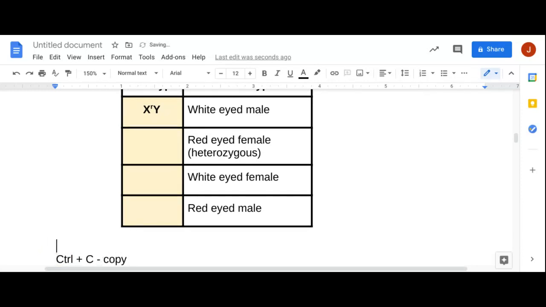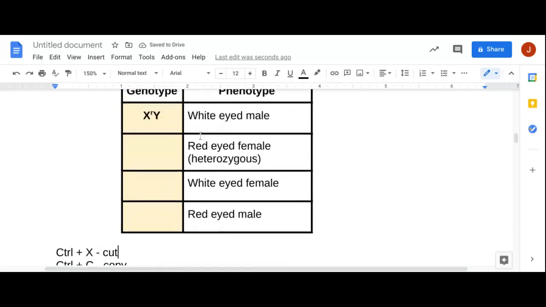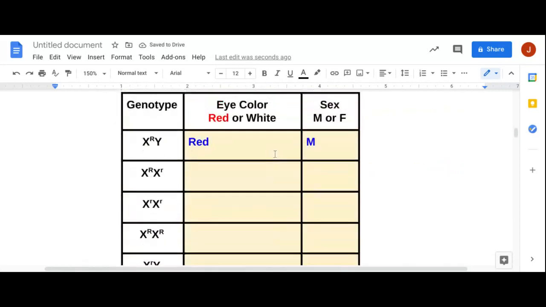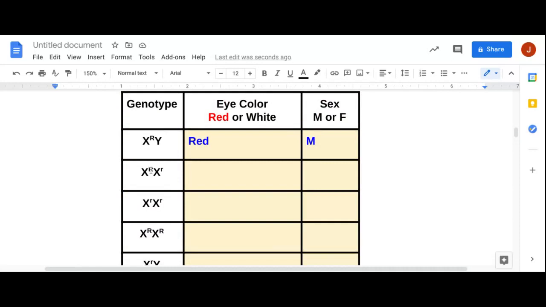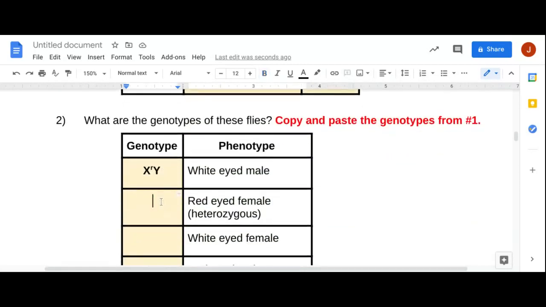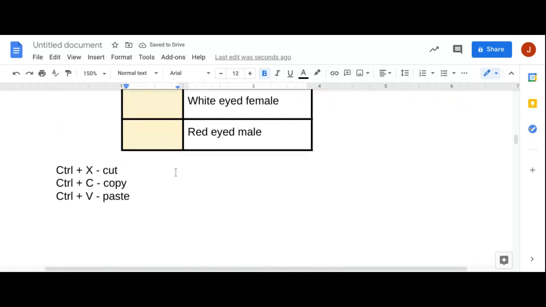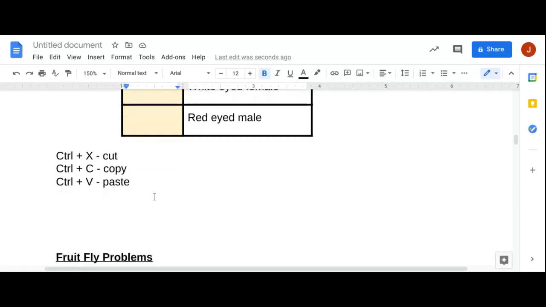And just so you know, Control plus X actually is to cut or remove. So you'll come up here. So red-eyed female, heterozygous. Hetero means different. So here it is, red-eyed female, heterozygous. I would highlight it. Control C, Control V. There we go. Again, Control X to cut, Control C to copy, Control V to paste.